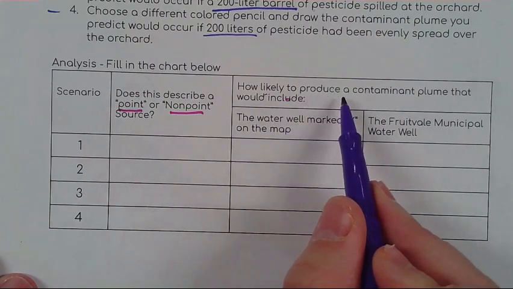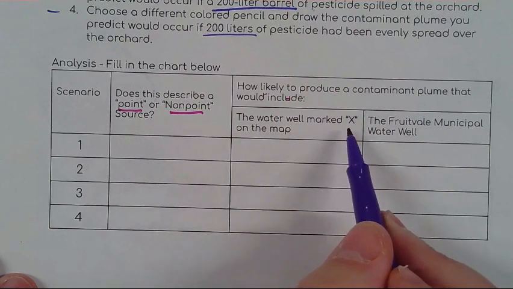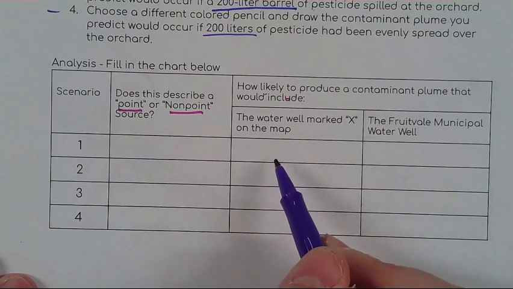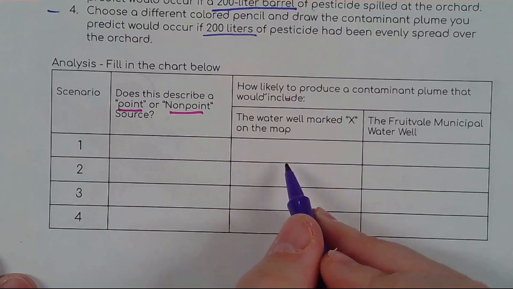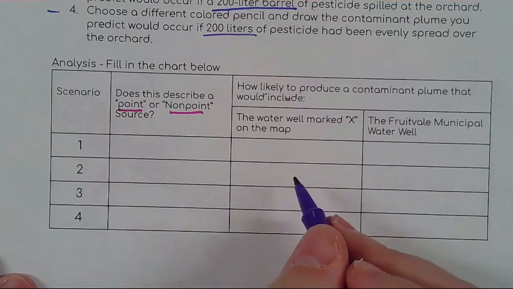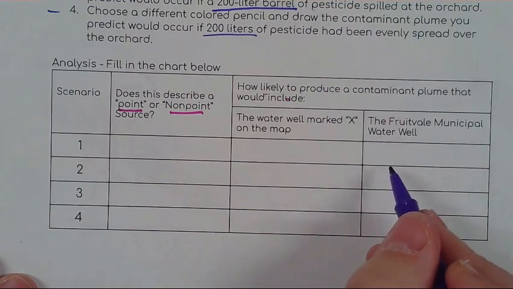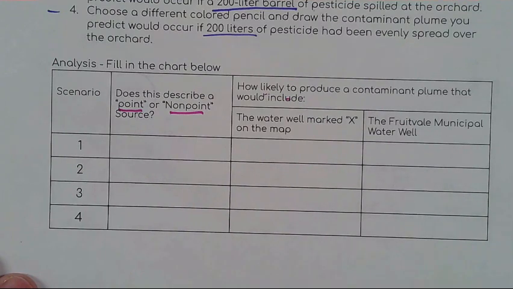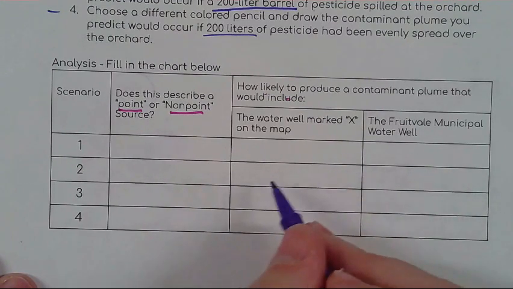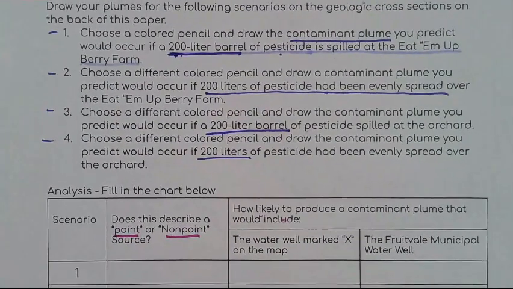Then how likely to produce a contaminant plume that would include the water well marked with the X. So either you could say very likely, not very likely, not likely at all, unlikely, anything like that. And the Fruitvale Municipal Water Well. Tell me, is it likely, unlikely, somewhat likely? And that's what I look at in these. And then go to scenario 2.